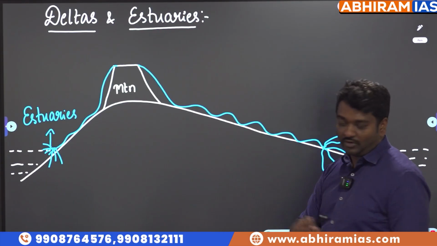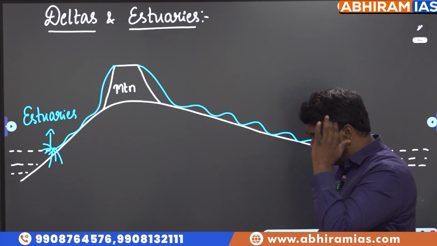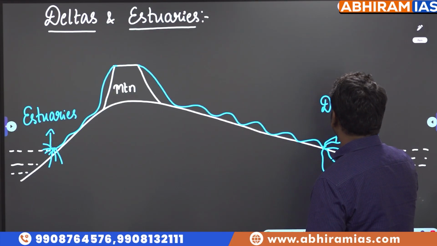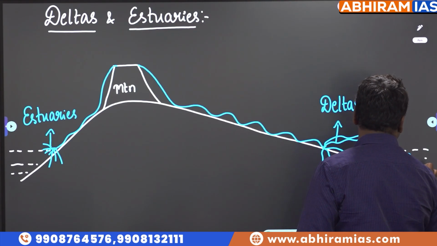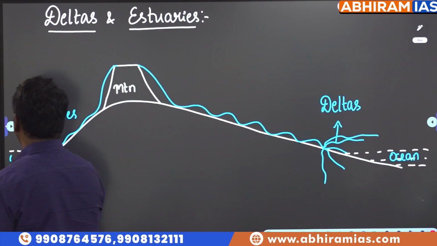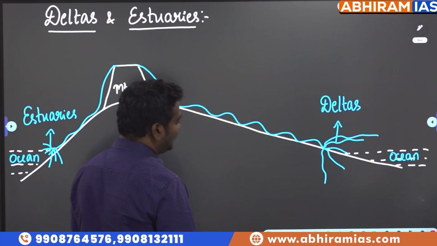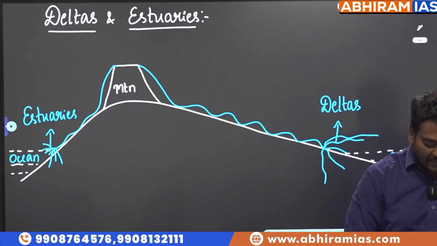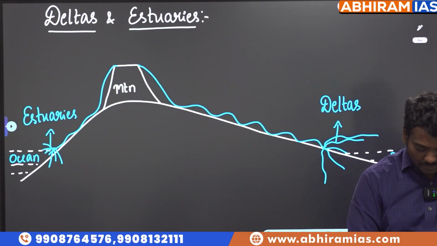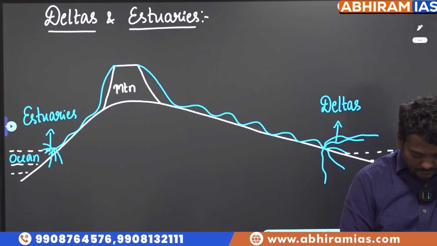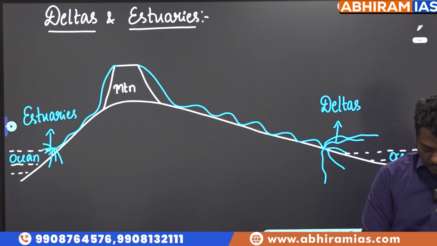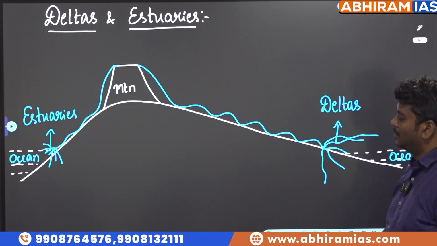Okay, so now you write down first, deltas and estuaries, hyphen, near the mouth of the river, sediments are mostly deposited on the land. This would lead to deltas.